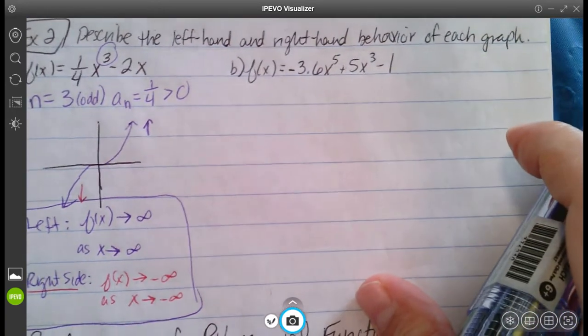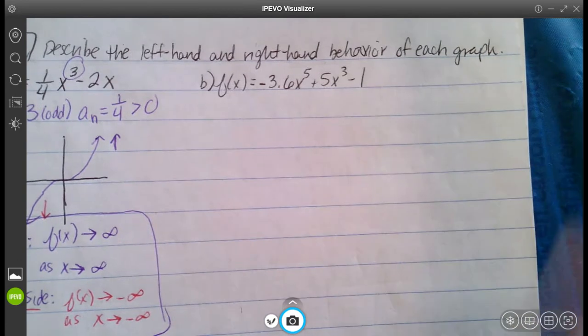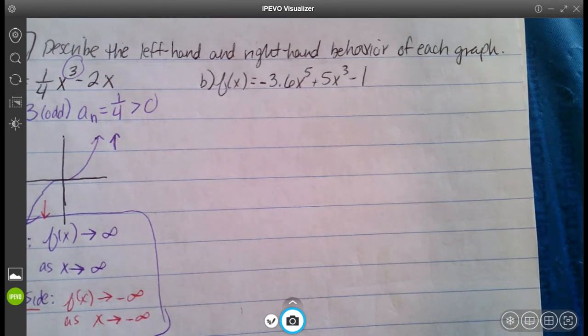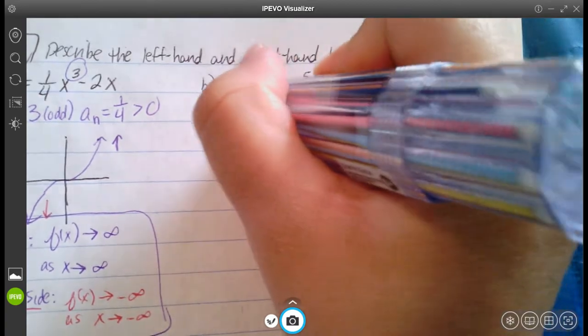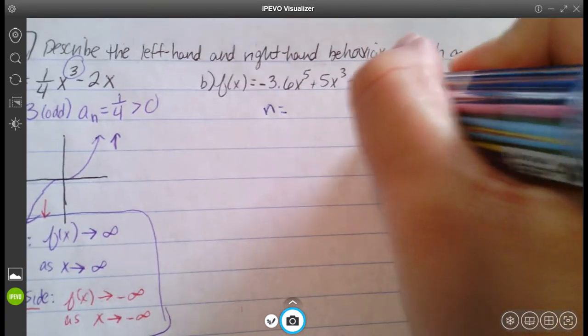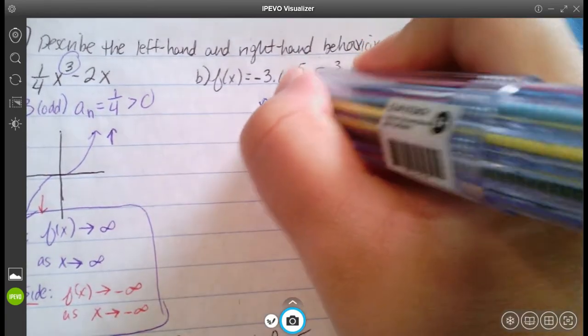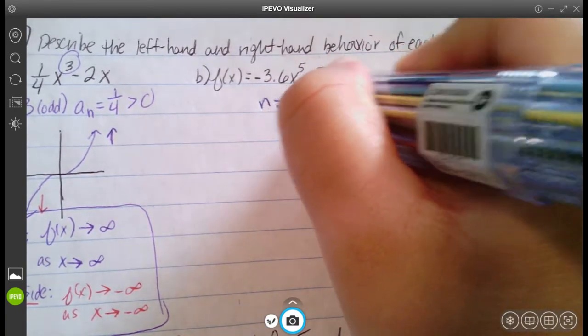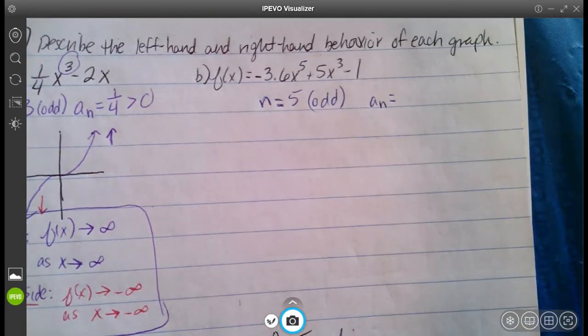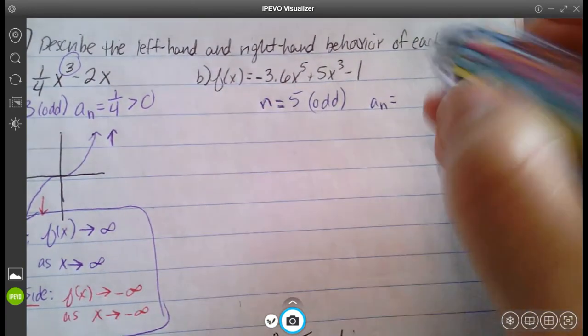Letter B, we have something that looks a little bit more complicated. It says f of x is equal to negative 3.6x to the fifth power plus 5x cubed minus 1. So for this one, I'm going to do the same thing. I'm going to identify what n is, and I'm going to identify what my a sub n is equal to. Okay. In this one, it looks like my highest degree is that 5. So this one is also going to be an odd number. And my a sub n is negative 3.6.